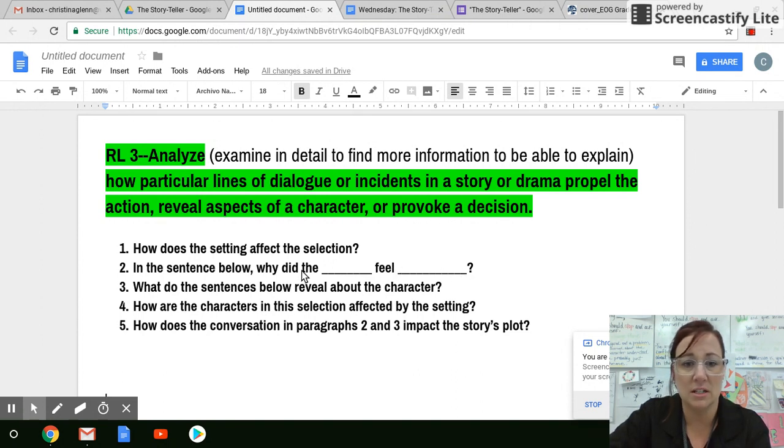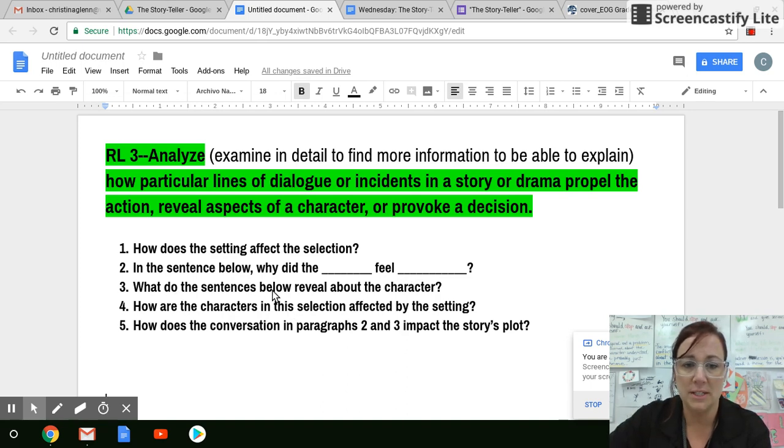It might say, in the sentence below, why did the man feel frightened? So we're going to go back to just that sentence that they give us, and we're going to look at whether it's dialogue or incidents in a story, how that reveals to us that he's frightened. The answer is going to already be in here. Now we just have to summarize how we were able to analyze that particular sentence to find an answer choice.